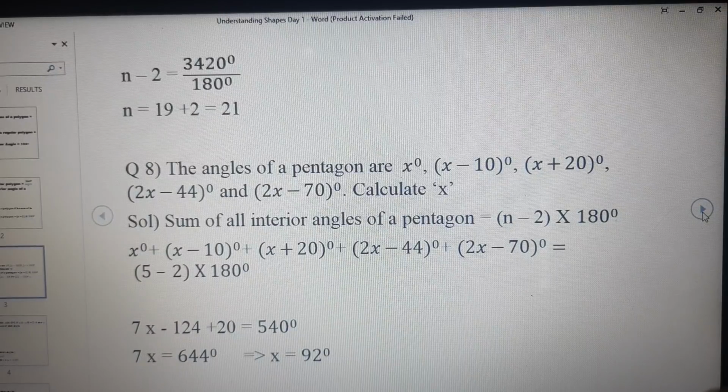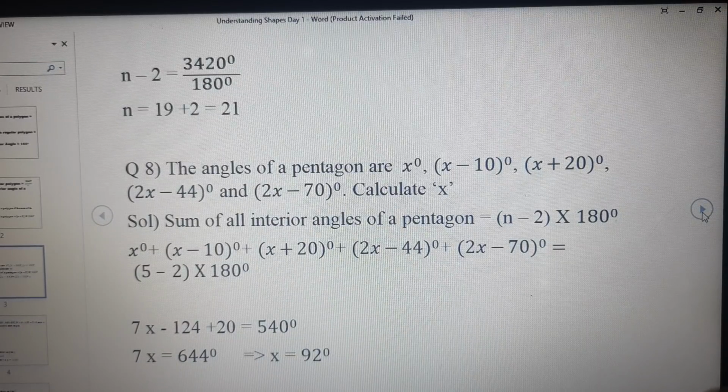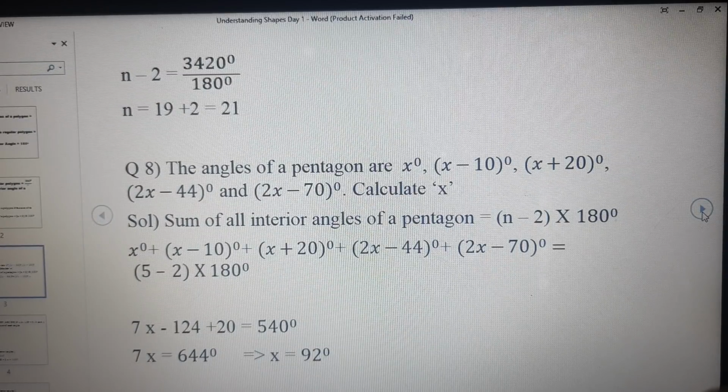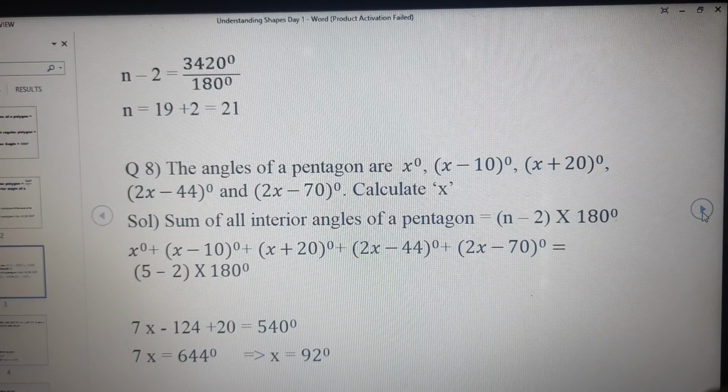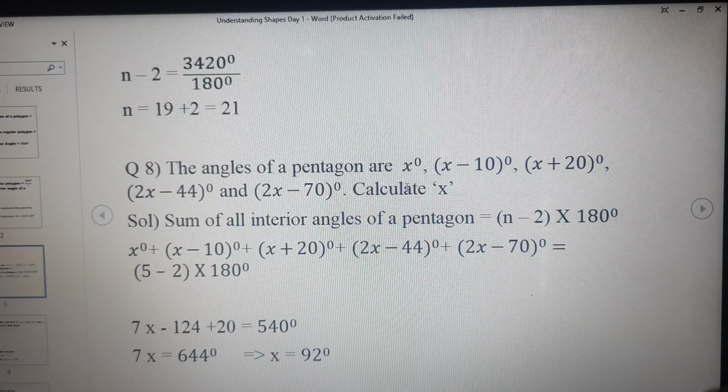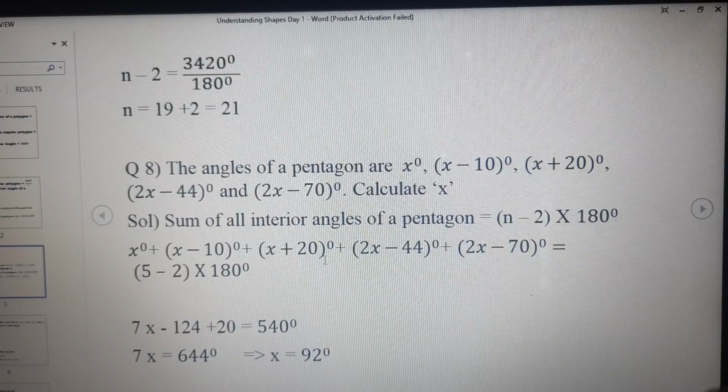Moving on to the next question, it is question number 8. The angles of a pentagon have been given, x, x minus 10 and so on. We are supposed to find out the value of x. So if they do not specify whether they are interior angles or exterior angles, you have to by default take them as interior angles. So we will calculate, because all the interior angles have been given, and we know that in a pentagon how many sides are there?